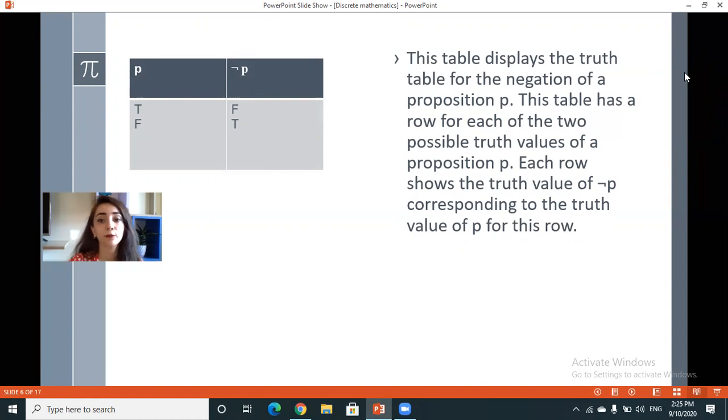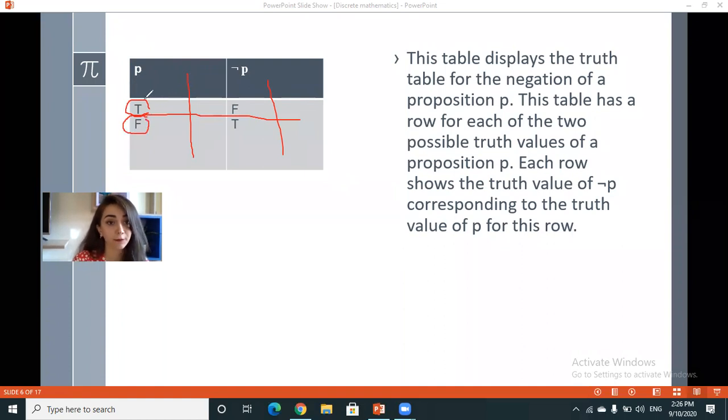And so this table displays the truth table for the negation of a proposition P. This table has rows and columns. Let me annotate again. Look, please. This table has a row for each of two possible truth values of a proposition P. The first row is for when proposition P is true. The second row is false.